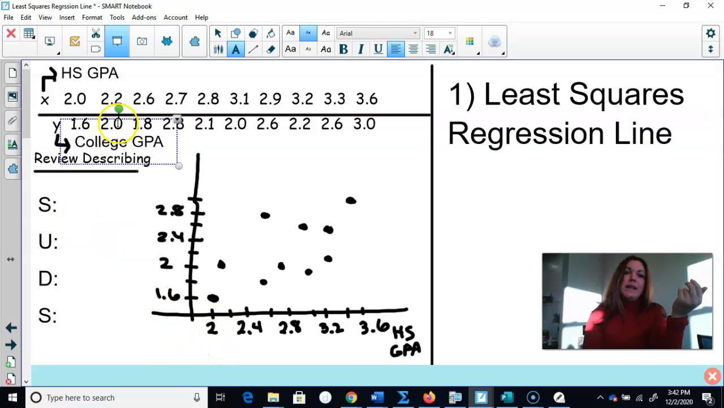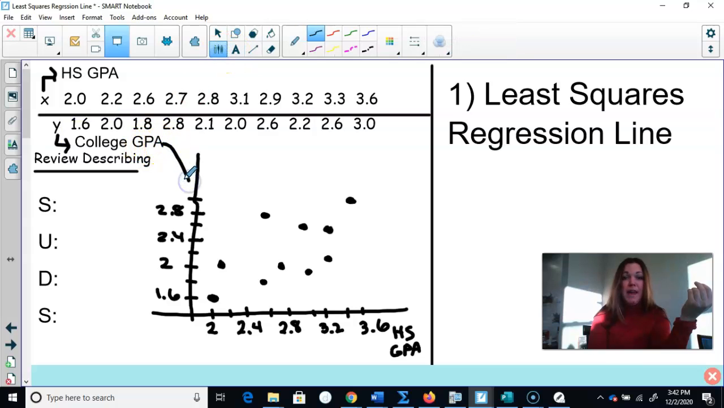And when I plotted that data, I looked at my minimum and my maximum and decided what my scale would be, as well as for the y-axis. Again, this y-axis here is the college GPA, and the x-axis is the high school GPA. So you can see someone who's a 2.0 GPA in high school has a 1.6 GPA in college, and so forth.